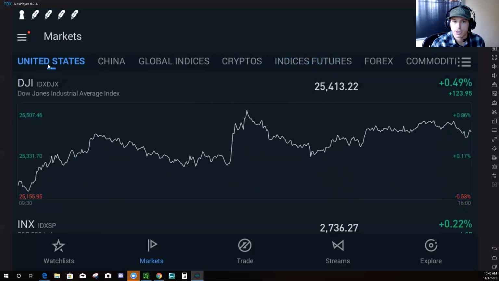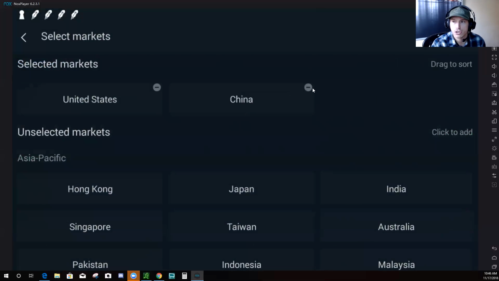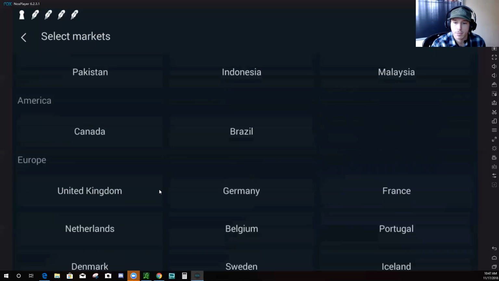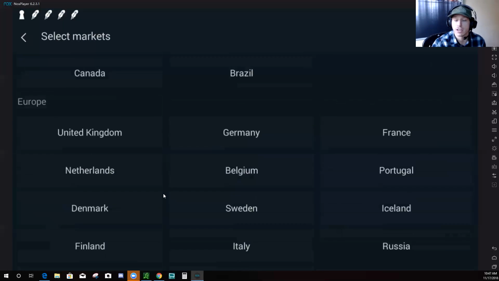And as you go over here, you can even customize this. You see how you're under United States? You can click this little grid icon and choose which ones you want to have under here. You could take off the United States, you could take off China, you can select different markets and add them to that particular section if you would like.